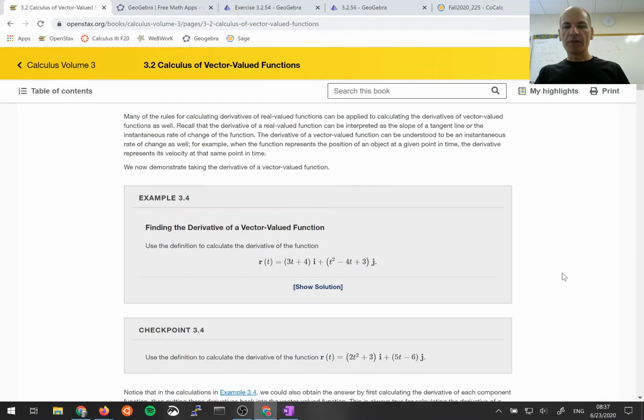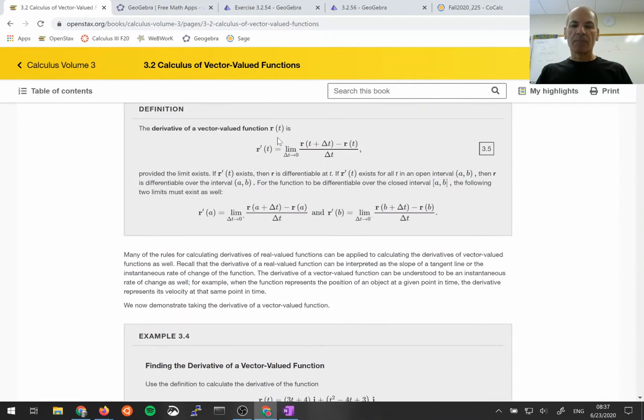Finding the derivative of a vector-valued function is pretty straightforward because everything up here is really nice, right? How do you take the difference of two vectors? You subtract component-wise. How do you multiply by the scalar 1 over delta t? You multiply component-wise. And what that amounts to is that this difference quotient, which looks like it's acting on a pair of vectors, can be interpreted as acting on each component individually.